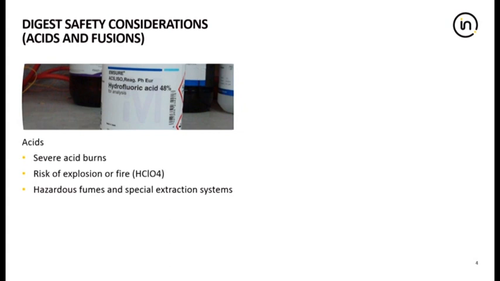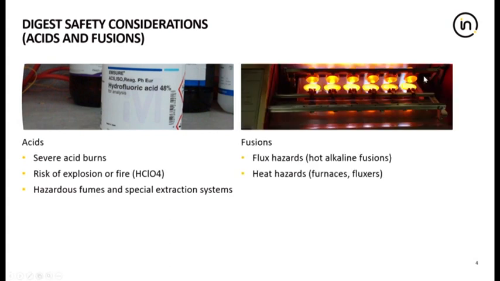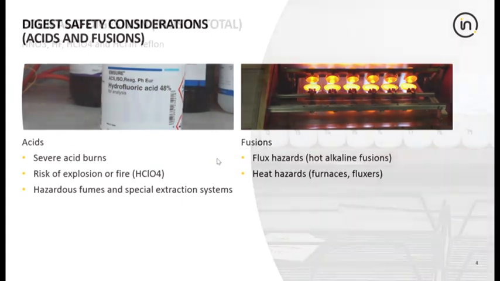Just some quick safety considerations, if you might be involved in mine site design, for example. Acids are particularly dangerous. They can burn you. There are risks of fire or explosion with perchloric acid. You've got fumes that you have to deal with, and you need special extraction systems with perchloric acid. Fusions obviously have the flux hazards and the heat hazards, but generally on mine sites people prefer fusions because they are less hazardous and safety is of paramount concern.